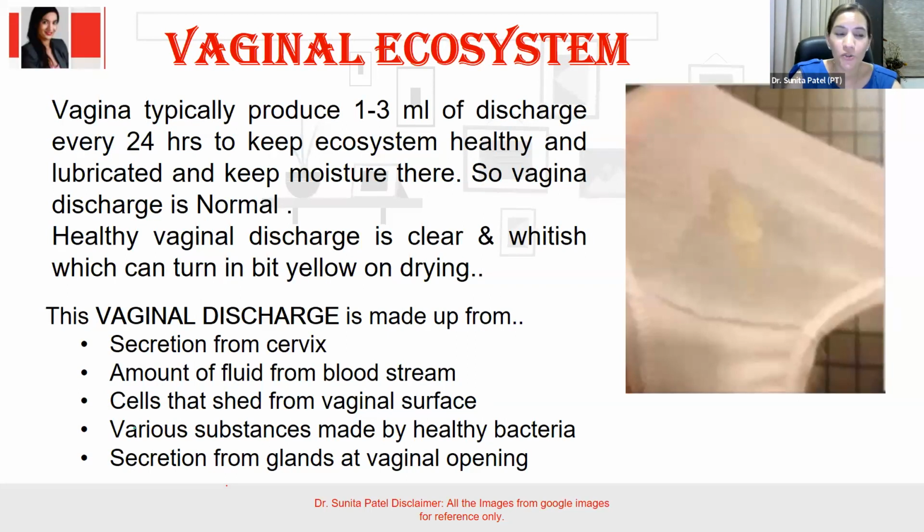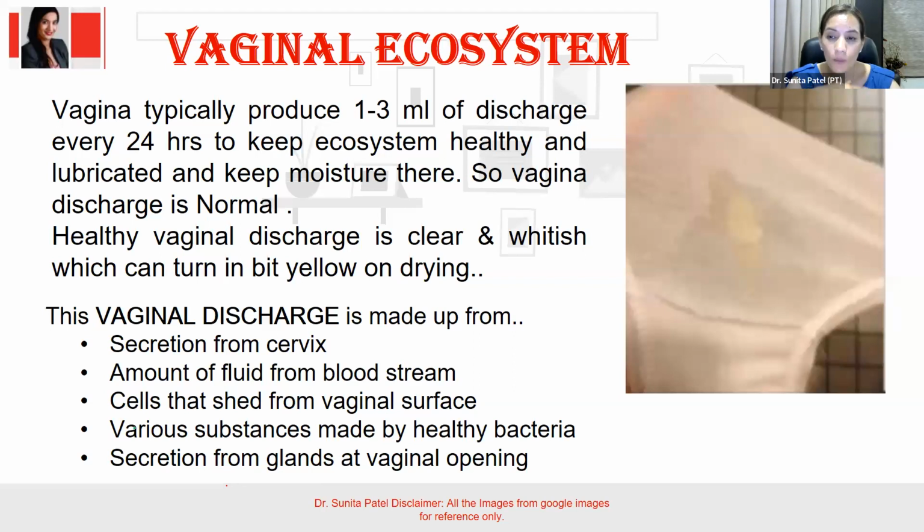As I told you, don't use wash. If you do washes and douching, that lubrication will go out and the moisture will be out also. You will create dryness. So vaginal discharge is very important to keep the vagina moist. And this is normal, healthy vaginal discharge. What kind of discharge is good? Clear discharge, whitish discharge.